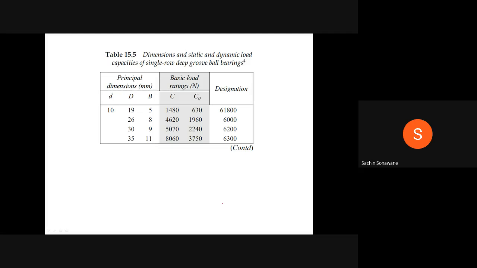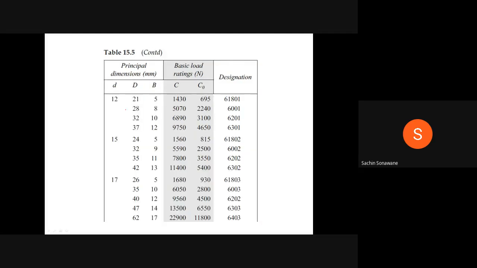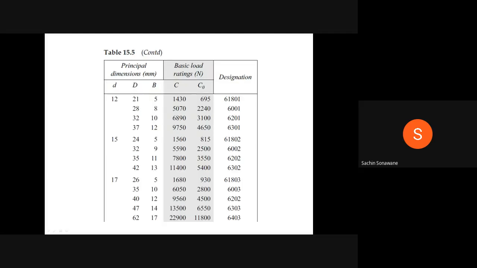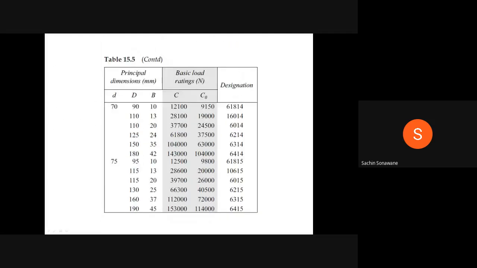Now, Table 15.5 indicates dimensions and static and dynamic load capacities of single row deep groove ball bearing. Therefore, dimensions are there: small d, capital D. Then B is nothing but width, basic load ratings, that is C and C naught, and designation. This is the table for different diameters. It indicates static and dynamic load capacities, and this is the designation of the bearing.